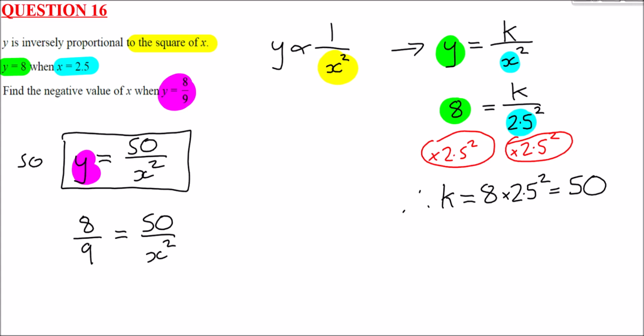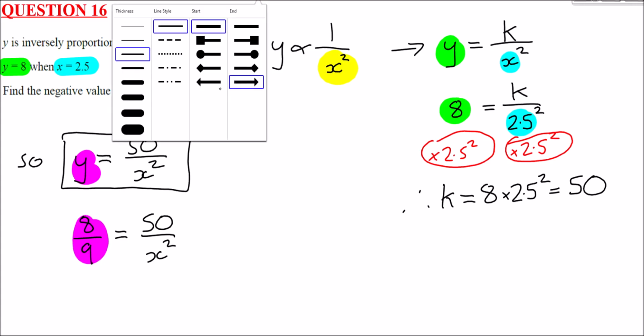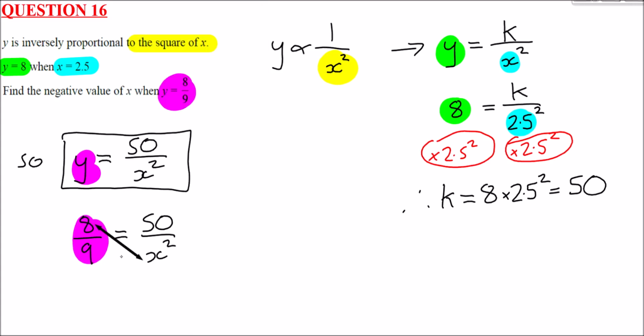Now there's a few different ways of solving an equation like this, where it's one fraction equals another. My favoured way is to just cross multiply. So 8 times x squared must be equal to 9 times 50. So we can write this down. So 8 times x squared is 8x squared. 9 multiplied by 50 is 450.